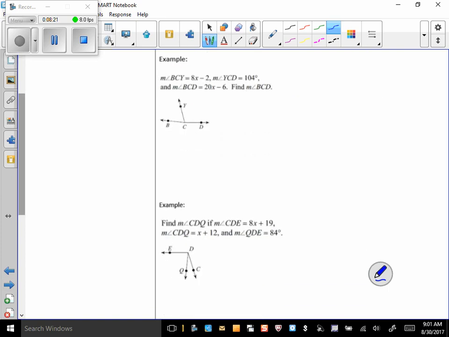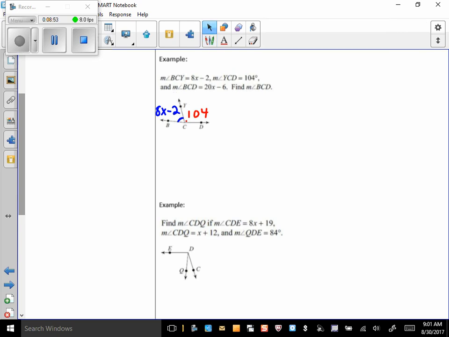Okay, so here's an example for us. The measure of angle BCY, so that's this one right in here, is 8x minus 2. The measure of YCD, which is this one right in here, is, I'm not going to put an arc on it because these two aren't congruent. So don't put the same arc on two angles that aren't congruent. Measure of YCD is 104. And the measure of BCD, which is the large angle, is 20x minus 6. So I want to find the measure of angle BCD.